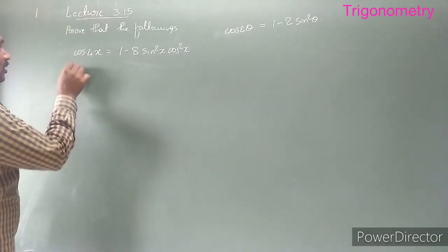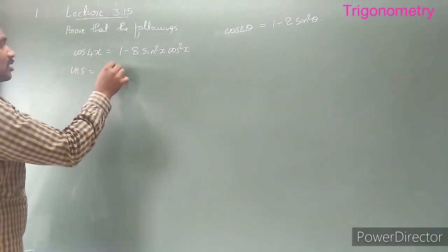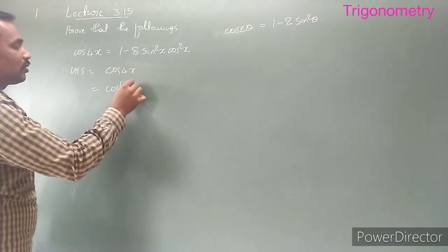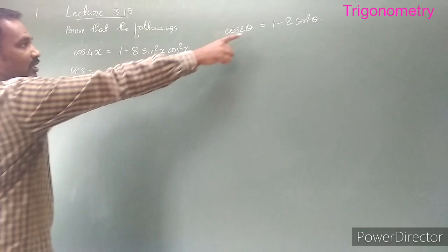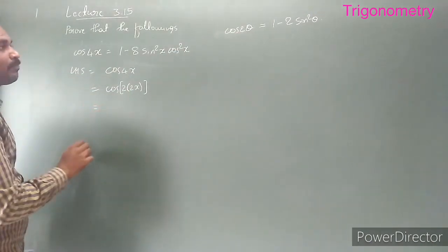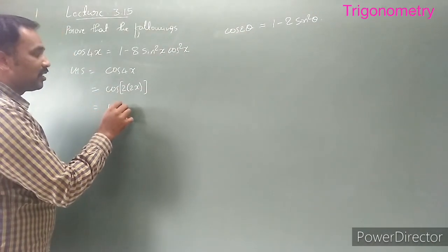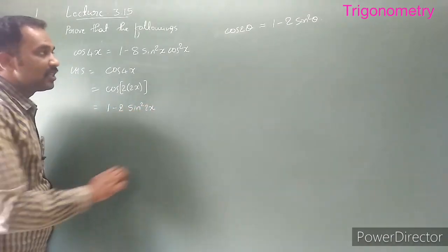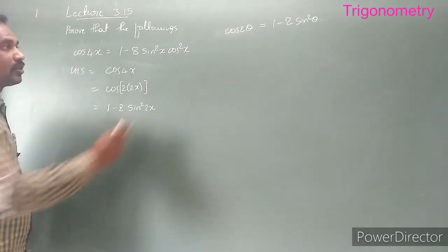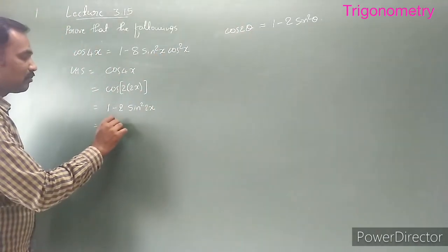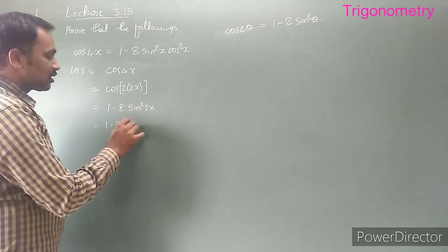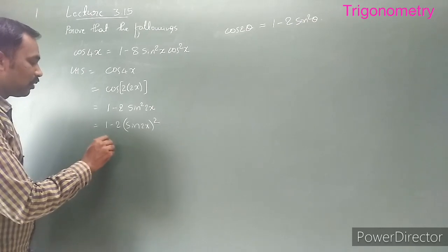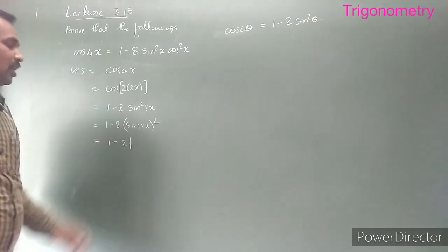Now with the help of that, what do we get? Check it. LHS is cos of 4x. 4x can be split as 2 into 2x. What is the theta value? Theta value is 2x. Replace it. So 1 minus 2 as it is, and sin square of theta, that is, 2x in place of theta. Now again, 1 minus 2 into sin square of 2x. Can I write it as sin of 2x whole square? Okay. So 1 minus 2 into sin of 2x whole square.